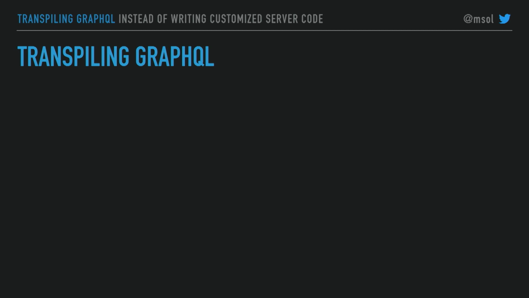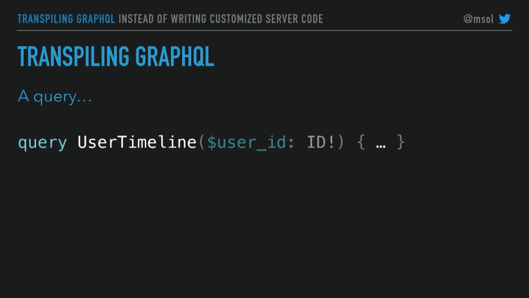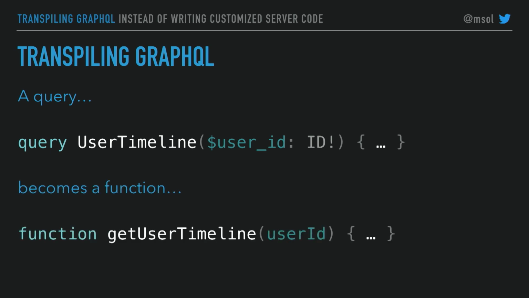Okay, so let's jump into the very top. Here we have a query named user timeline that takes a user ID argument, and it has a body that we're ignoring at the moment. That's what that 3-dot ellipsis is for. So this is going to become a function. Let's be very creative, and we can give it a name like getUserTimeline, and it's going to take one argument.